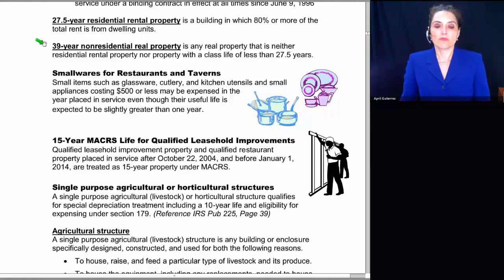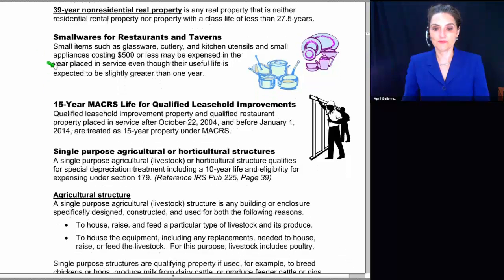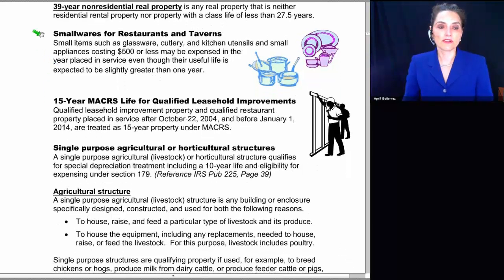So non-residential real property is any real property that is neither residential rental property nor property with a class life of less than 27.5 years. Got a little note in here on small wares for restaurants and taverns. The IRS ruled several years ago that small items such as glassware, cutlery, and kitchen utensils and small appliances costing $500 or less may be expensed in the year placed in service, even though their useful life is expected to be slightly greater than 1 year.